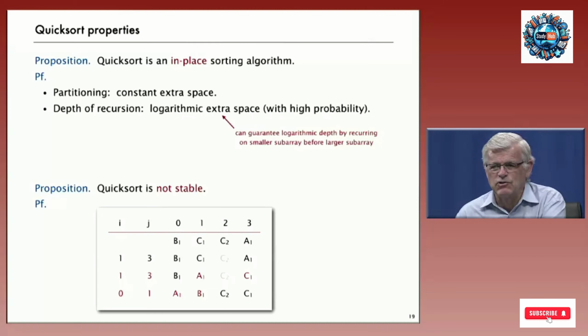Oh, and by the way, Quicksort is not stable because partitioning does one of those long-range exchanges that might put a key with equal value over another key with the same value. So it's a little more work to make Quicksort stable, maybe using extra space.